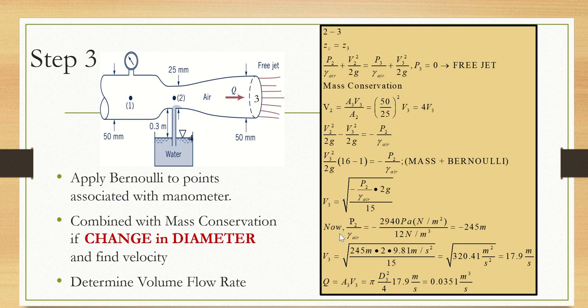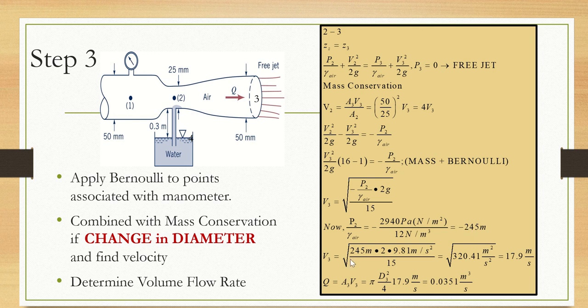So this tells me that my algebra is correct. P2 over gamma of air had better be a negative number. And it is. P2 over gamma is negative 245 meters. So therefore, I can solve for my velocity at point 3 after combining Bernoulli's, mass conservation, and also combining with manometry.